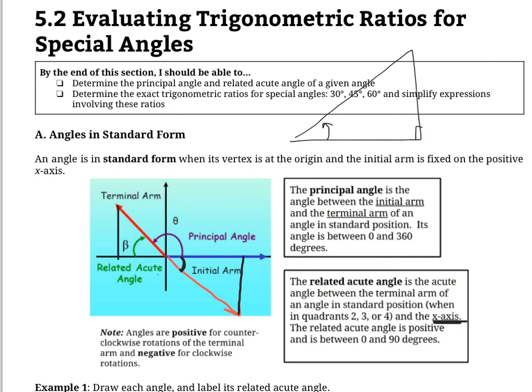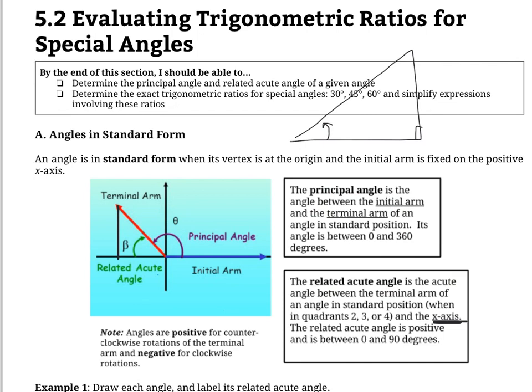So we typically use theta to denote a principal angle and beta to represent a related acute angle. So some takeaways. Angles in standard position start on the positive x-axis. If it opens up counterclockwise, the angle will be positive. So this is positive 90 degrees, positive 135 degrees, let's say, or 120. If it starts on the initial arm, on the positive x-axis, and opens clockwise, then we know this is going to be a negative angle. So this is going to be negative 90, negative 180, for example.